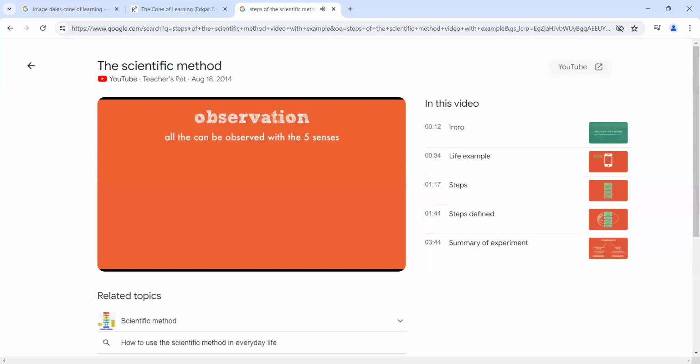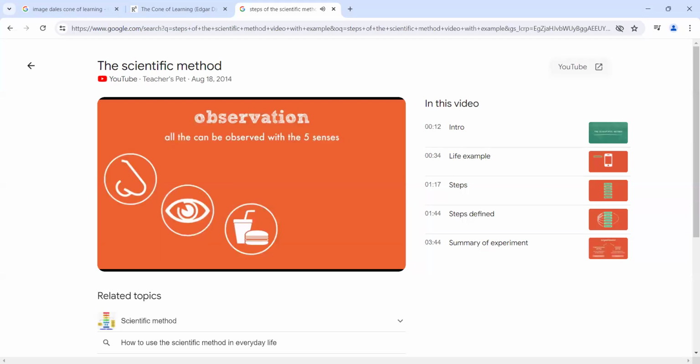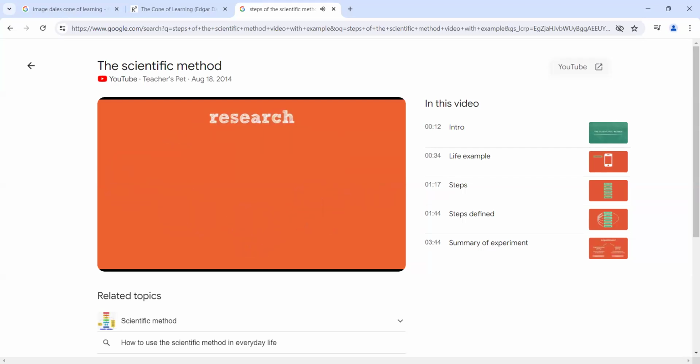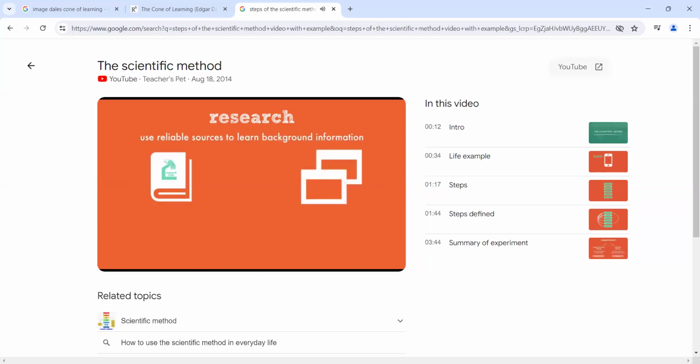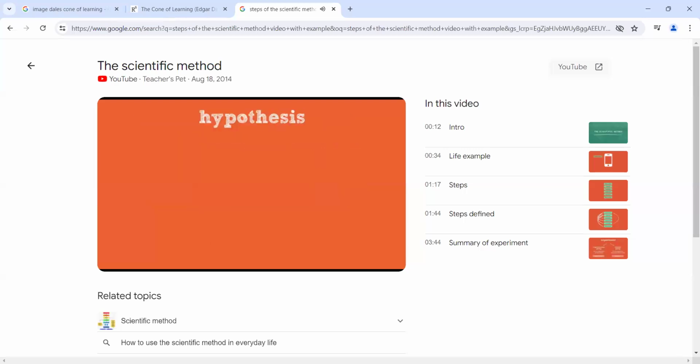All that can be observed with the 5 senses are included in observations. You use your sense of smell, sight, taste, touch, and hearing to make your observations in science. Research is an important step in science because it may answer other questions you have and help refine your experiment before you go down a path that leads to nowhere or conduct an experiment that's already been done. Make sure you use reliable sources to learn background information. Scientific journals and online sources that are vetted and trusted are best. Avoid information from blogs and out-of-date textbooks, as the information might not be reliable.